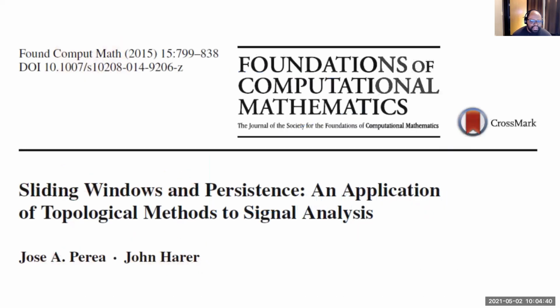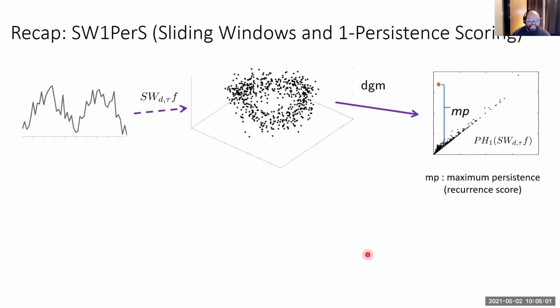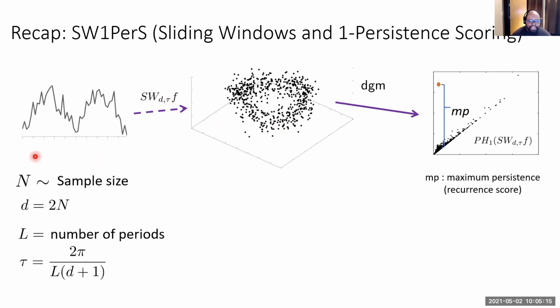The first paper where we thought seriously about the theory behind this construction that I just described came out six years ago now, in FoCM. This was a paper with John Harer. Essentially, we took a very serious approach to understanding the pipeline of time series, sliding window embedding, and persistent homology, specifically for L2 periodic functions f. And we learned several things. We learned that, for example, if your sample... I don't think here I meant sample size. I think here I meant harmonics.